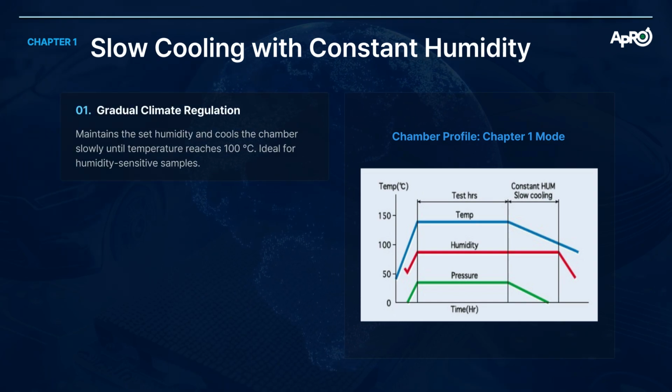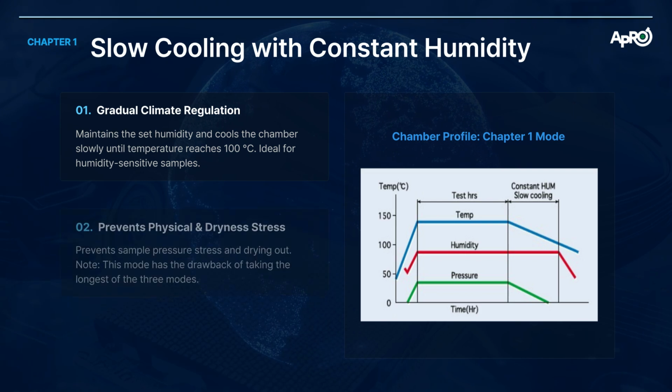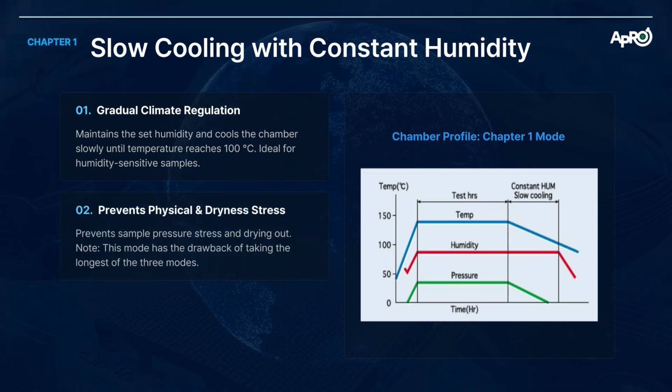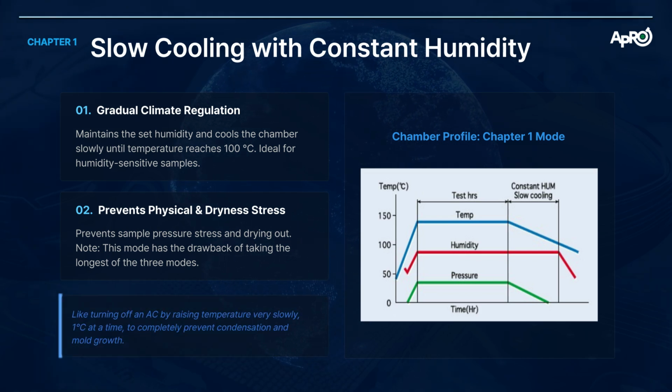In this mode, the chamber maintains the set humidity while the temperature is lowered gradually until it reaches 100 degrees Celsius. Because the cooling process is slow and controlled, this method is particularly suitable for humidity-sensitive samples and applications requiring maximum specimen protection. By maintaining a stable environment throughout the cooling process, both pressure stress and condensation risk can be minimized. However, this method requires the longest cooling time among the 3 cooling modes.